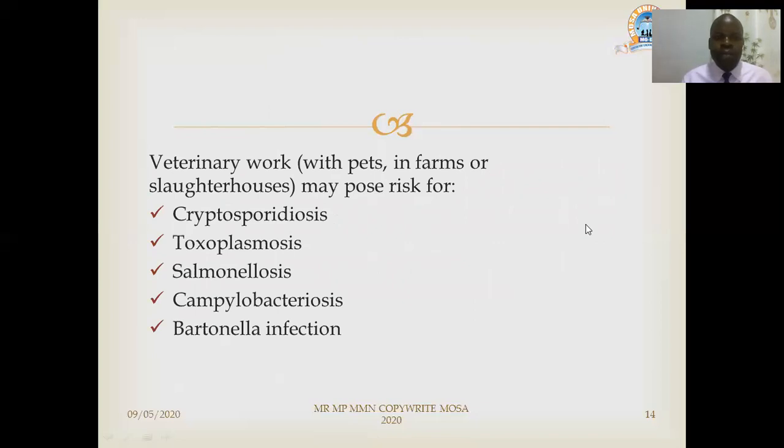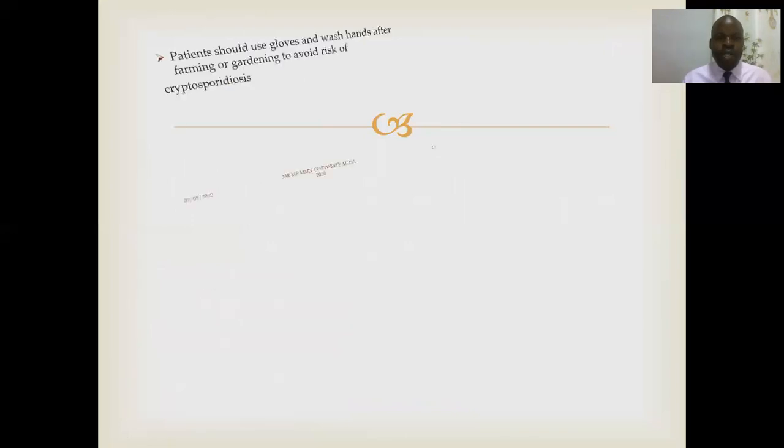Veterinary work with pets in farms or slaughterhouses may pose risk for cryptosporidiosis, toxoplasmosis, salmonellosis, campylobacteriosis, and other bacterial infections. So working with animals may also predispose us to various infections, especially of the GIT, like you can see in the conditions which have been mentioned here.